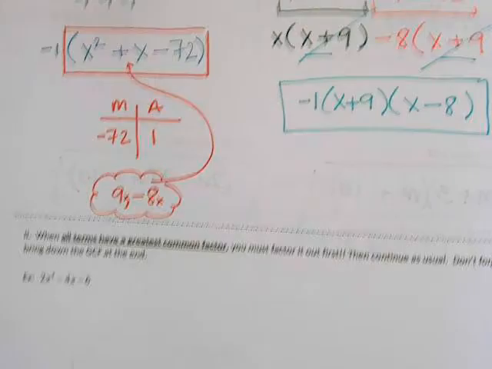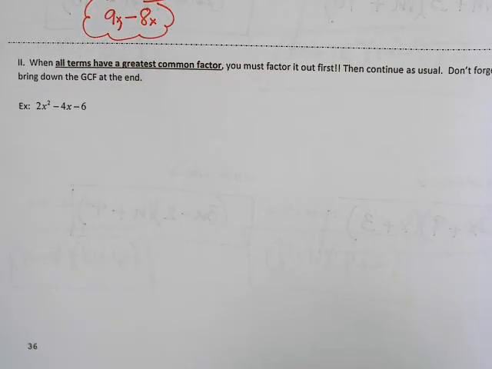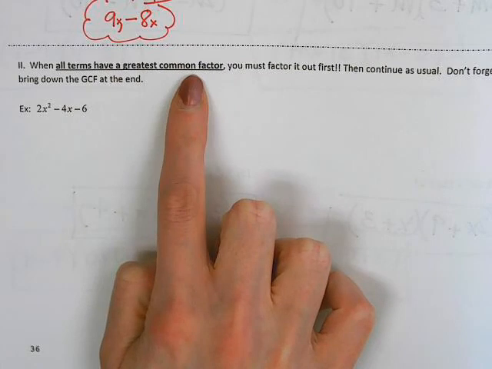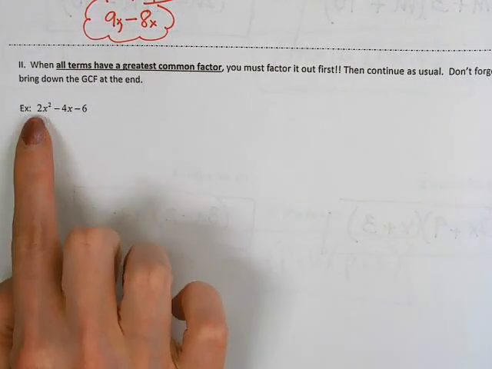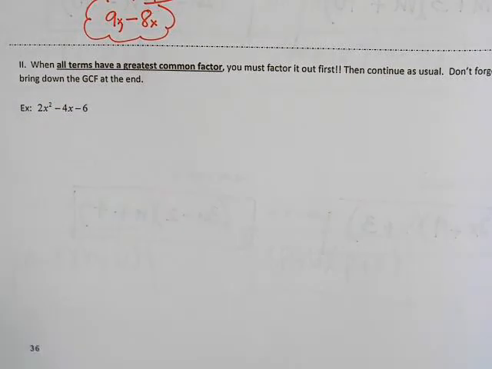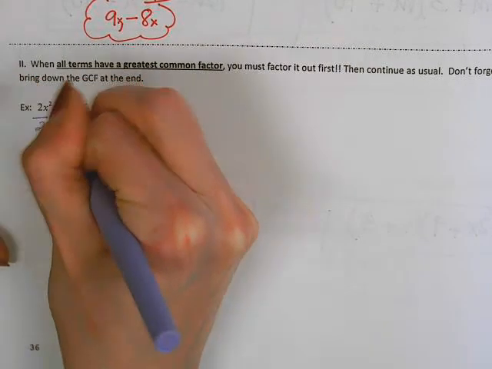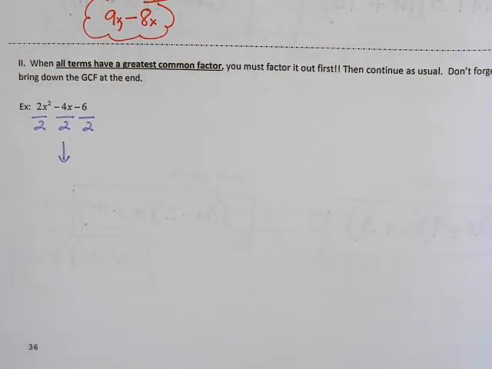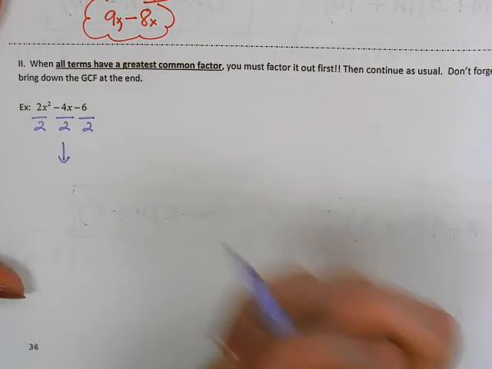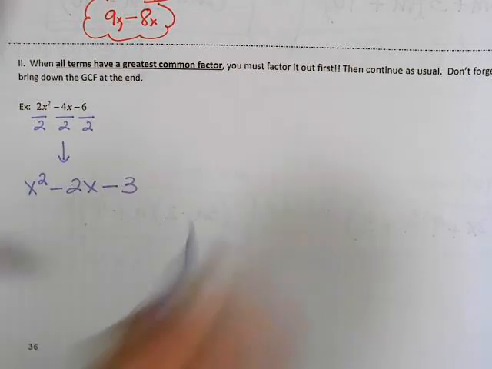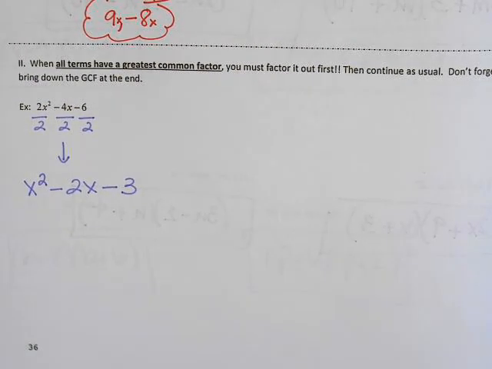Okay, same thing down here. If all the terms have a greatest common factor, you want to divide that out first. So look right from the start. 2, 4, and 6. What could we divide by right away? Don't they all divide by 2? So if you can divide them all by something right away, do that first. Okay, what's left? If you divide everything by 2, it makes the problem simpler. It's now 1x squared minus 2x minus 3. And now we can factor like normal.